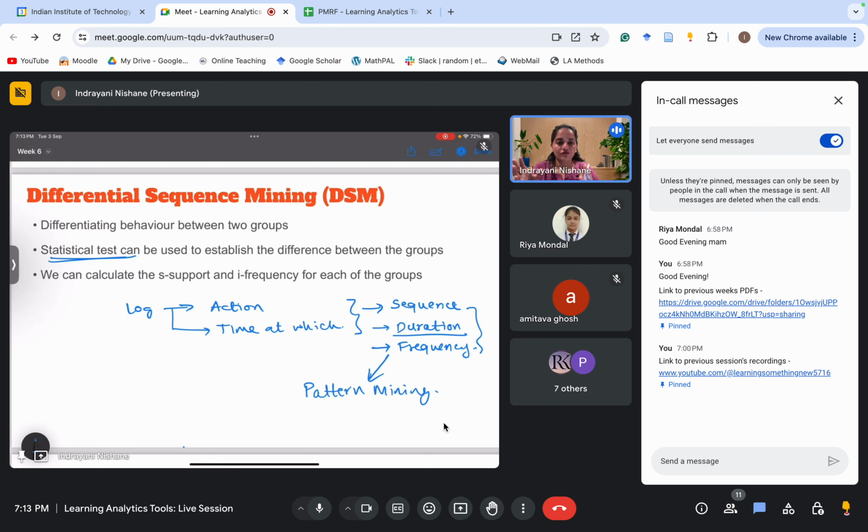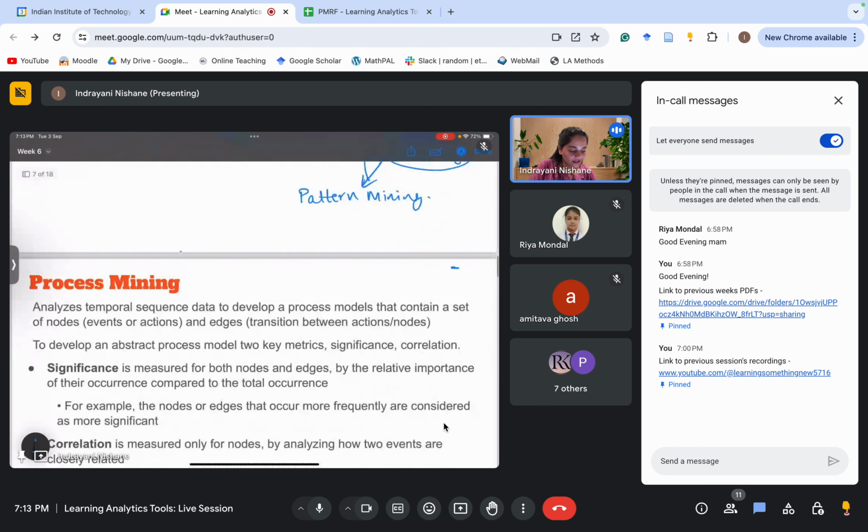If that sequence of action, how many times it is happening, right? So pattern mining helps us with sequence and frequency together. Okay. Now going to process mining.